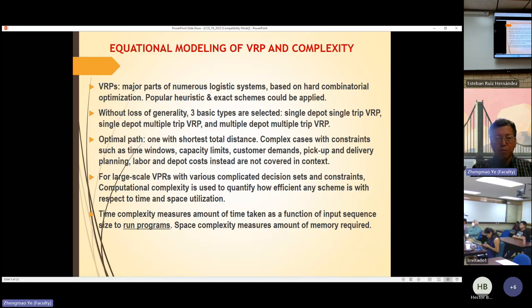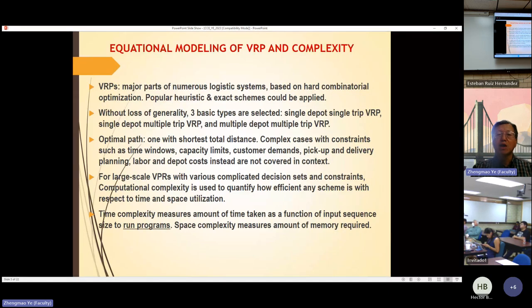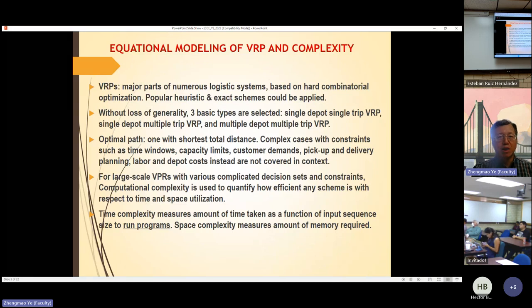Also, for the large-scale VRPs with various complicated decision sets and constraints, the computational complexity is used to quantify how efficient any scheme is with respect to both time and space utilization. In other words, the time complexity measures the amount of time taken as a function of input size, while the space complexity measures the amount of memory involved.